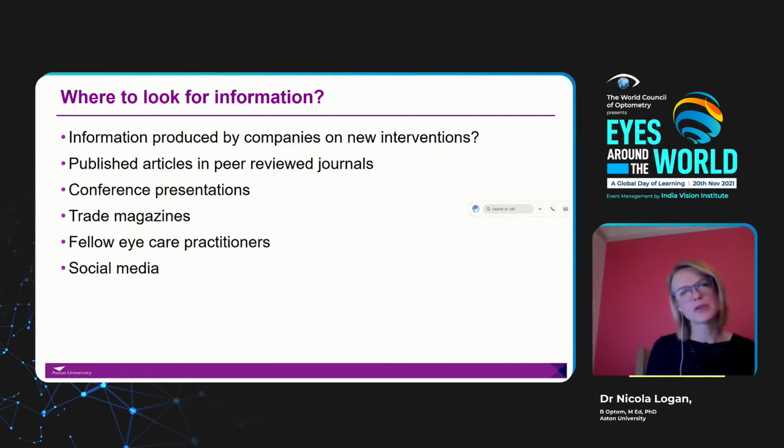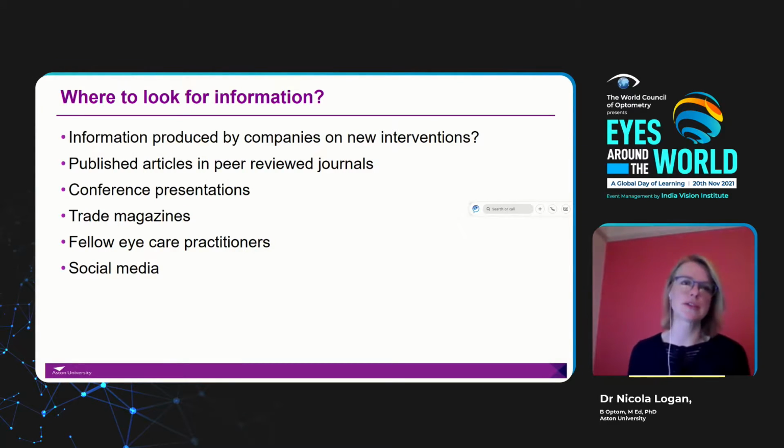But where do we look to get that information? Well, there's a lot of information produced by companies that produce new interventions for myopia management, and they have a lot of supporting evidence alongside that. Of course, there are published articles in peer-reviewed journals. But as an optometrist in practice, do you always have access to those? Can you get to that full article because they're often behind a paywall?